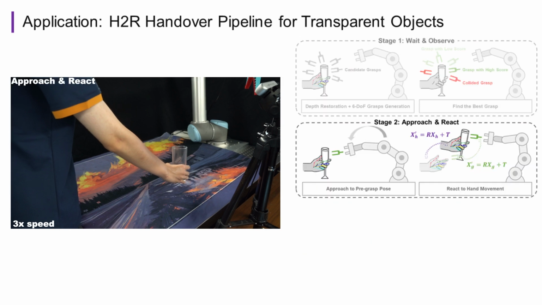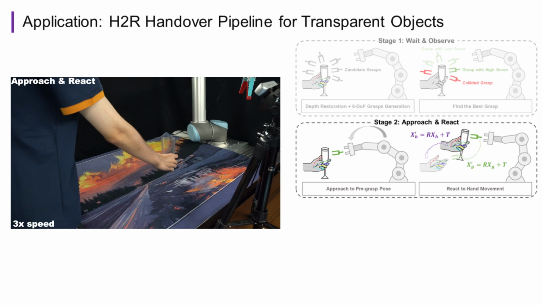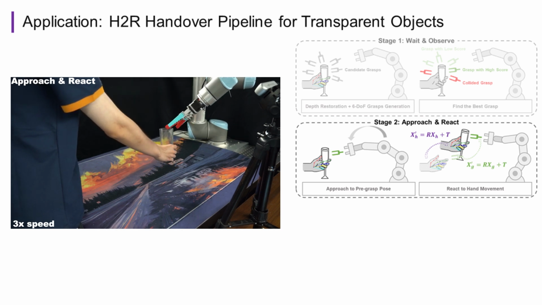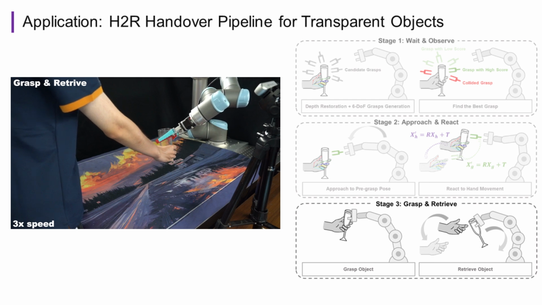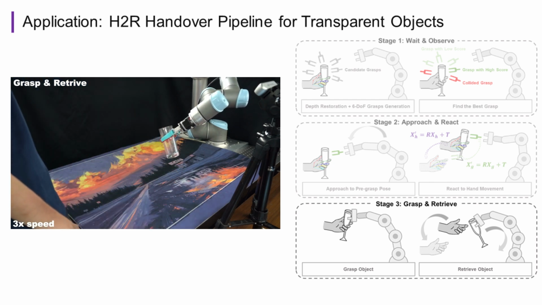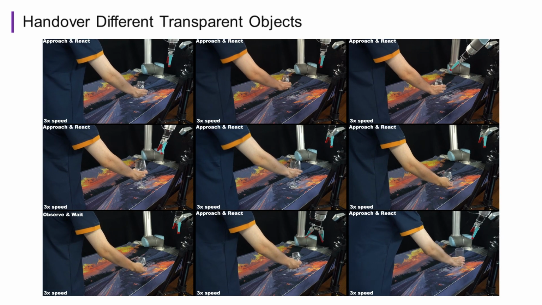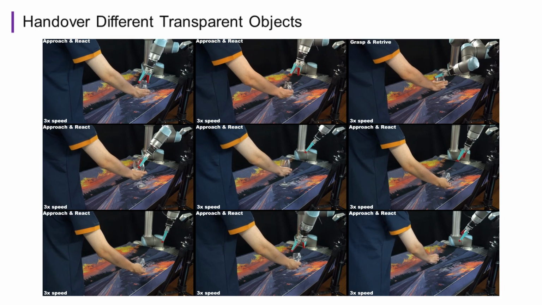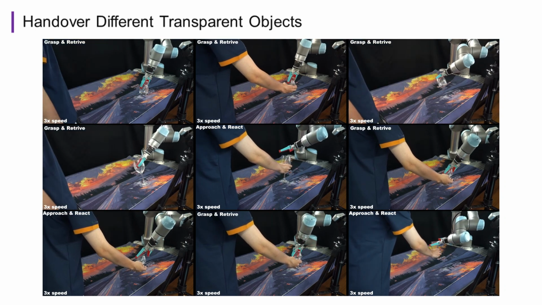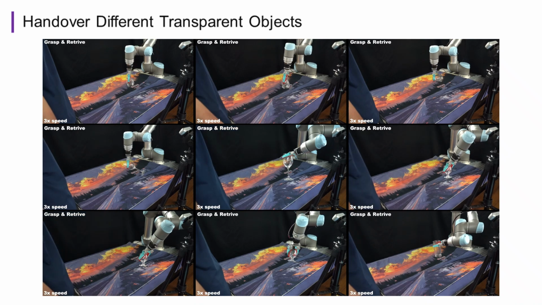Once the optimal grasp pose is selected, the robot approaches the pre-grasp position and responds to the user's movements by tracking hand keypoints. Finally, the robot grasps the object from the user's hand and moves back to the preset terminated position. We conduct experiments on diverse transparent objects with different size and shape. The results demonstrate that our system is capable of handling commonly encountered transparent objects in daily life.